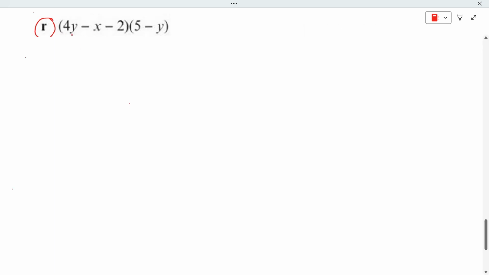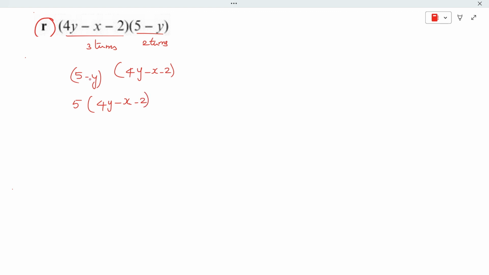The next question, you're multiplying three terms with two terms, right? So what I'm doing is just swapping these two expressions. So I will get 5 minus y times 4y minus x minus 2. So split the terms of the first expression: 5 times 4y minus x minus 2. And then the second term is minus y times 4y minus x minus 2. Okay, so now multiply, it becomes 20y. 5 times minus x is minus 5x. 5 times minus 2 is minus 10.